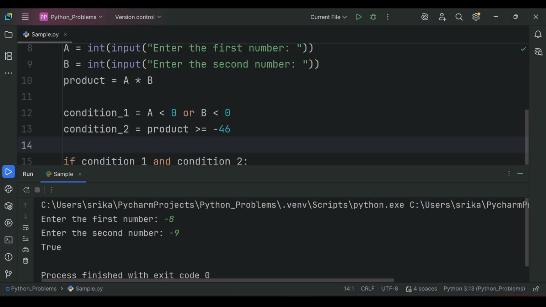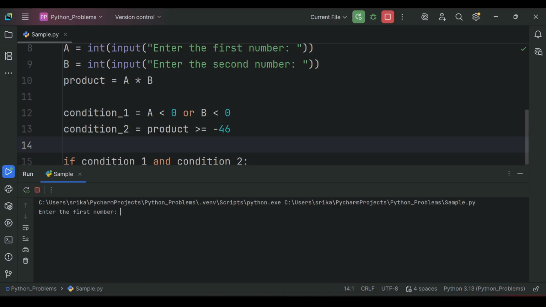8 nines are how much? 72. Okay, 8 nines are 72. Minus into minus will become positive. Then it's a positive 72. Positive 72 means it's greater than minus 46, right? Then that's why the condition becomes positive.